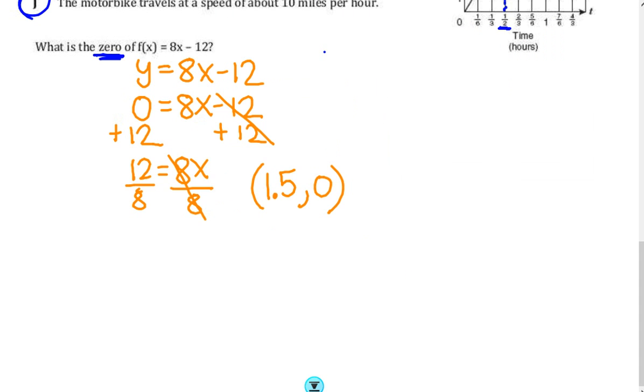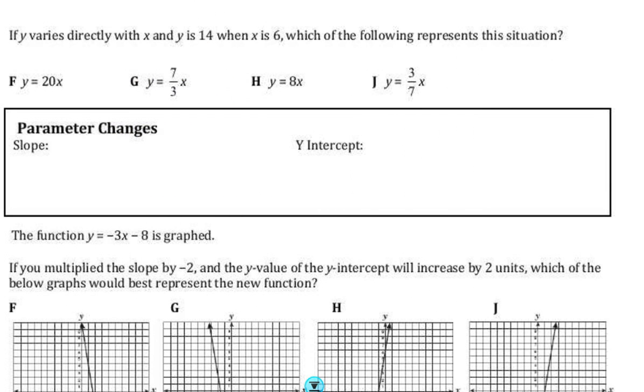Let's check out this next one. All right, so here's the direct variation one that we were talking about in our vocabulary notes earlier. If y varies directly with x and y is 14 when x is 6, which of the following represents the situation? I could make a table, but it's saying whenever x is 6, y is equal to 14. Since these two directly vary with each other, it's kind of like slope. I'm just going to compare my y over my x.